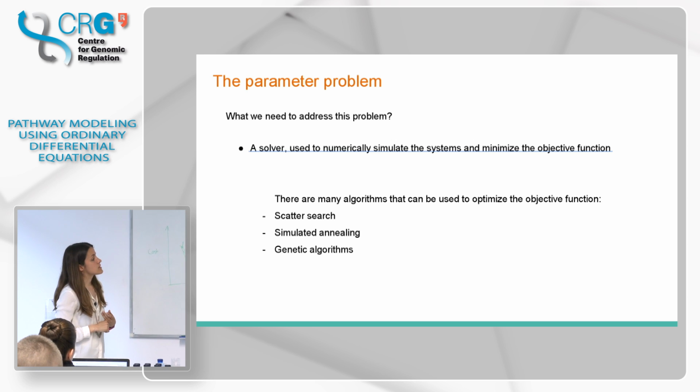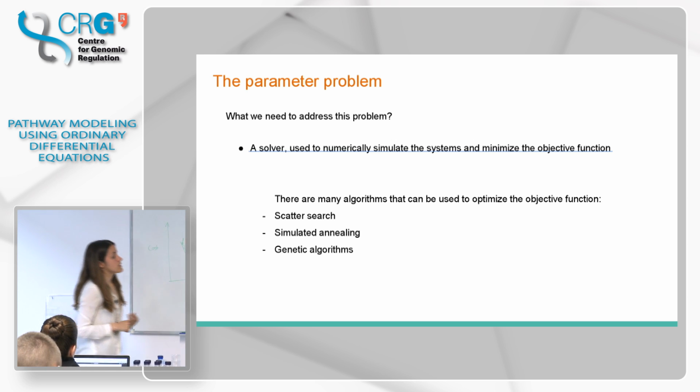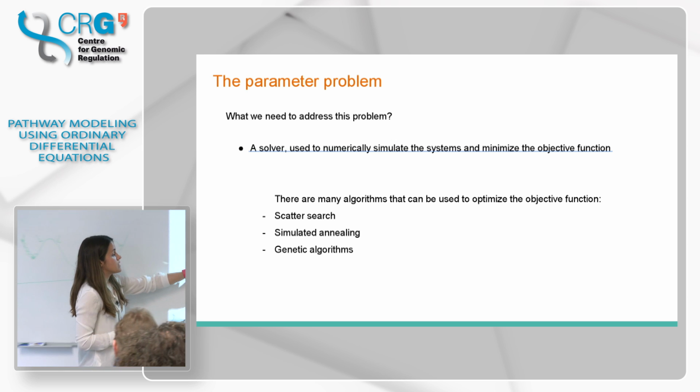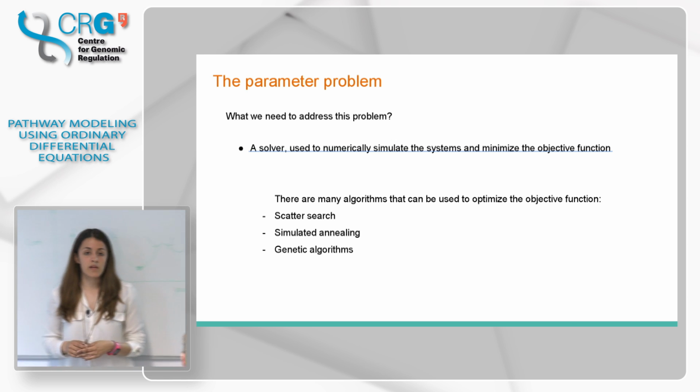So some examples of this kind of algorithms are scatter searches, simulated annealings, genetic algorithms, and there are many others.